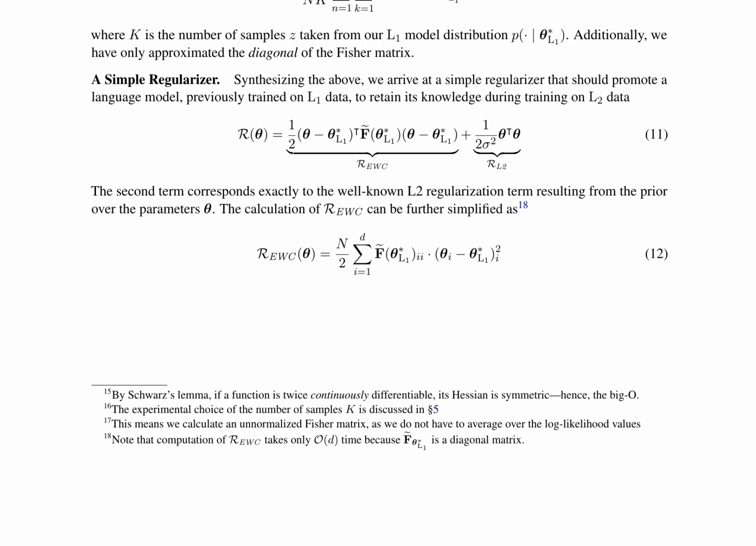The proposed regularizer R(theta) combines the expected weighted curvature and L2 regularization term, providing a simple and efficient means of promoting knowledge retention in language models during new data training. By employing the Fisher information matrix and diagonal approximation of the Hessian matrix, the regularizer can be computed in a tractable manner.